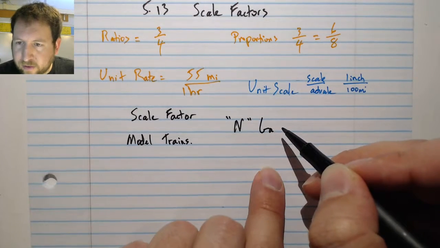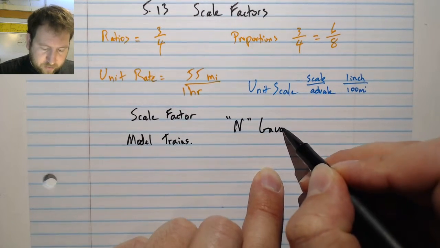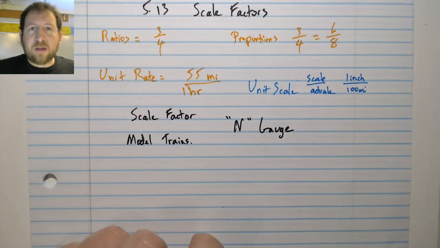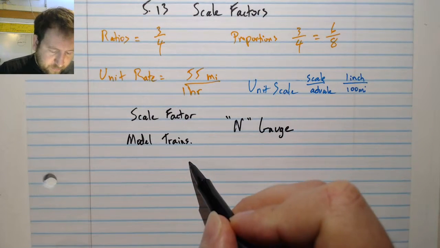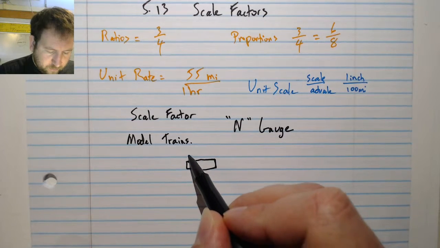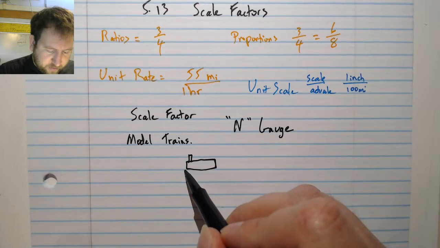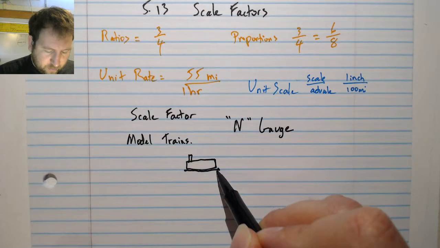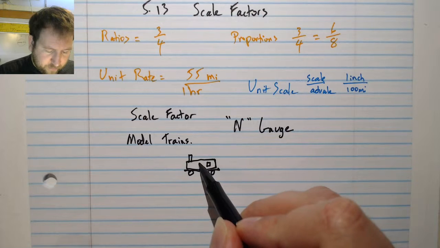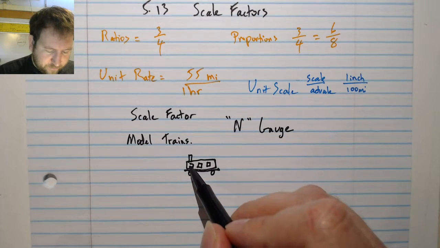You spell gauge G-A-U-G-E. And that means that all the little train cars, let's build a little caboose. Well, my caboose is terrible. Don't judge it.